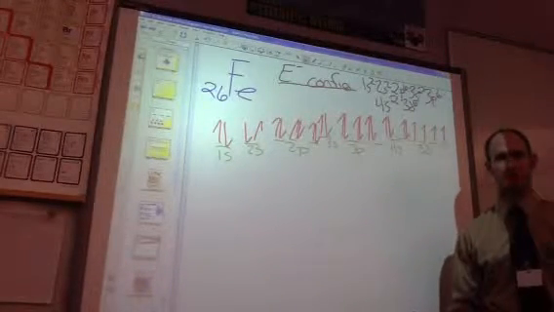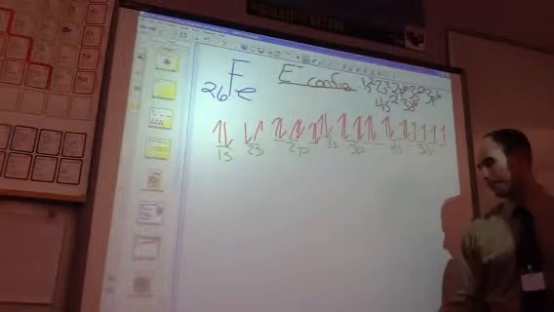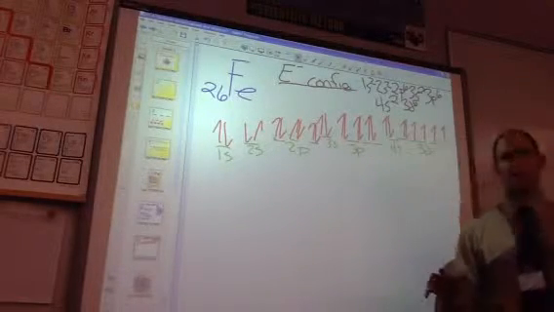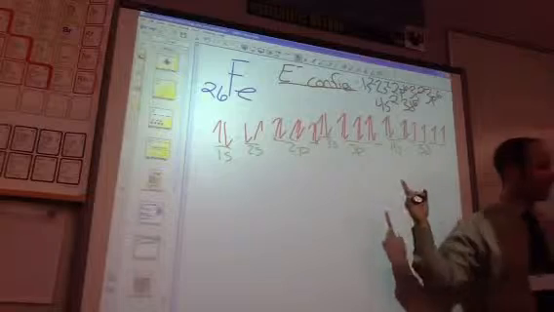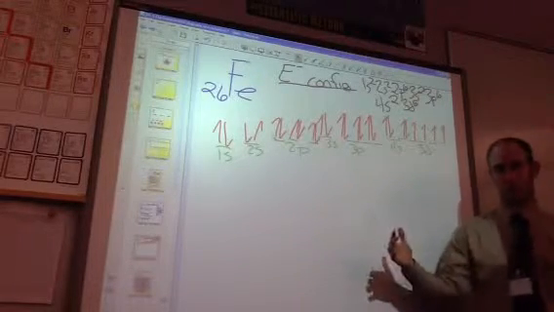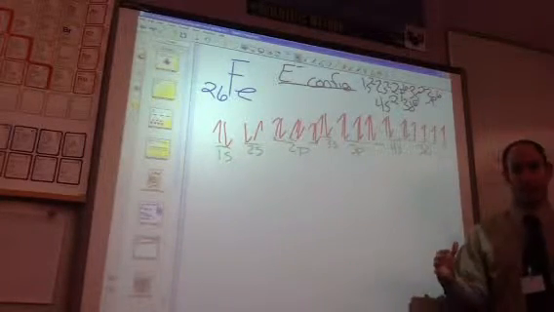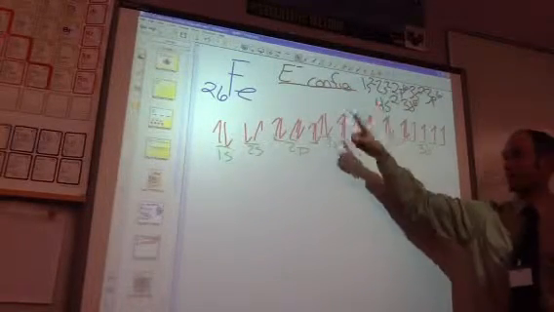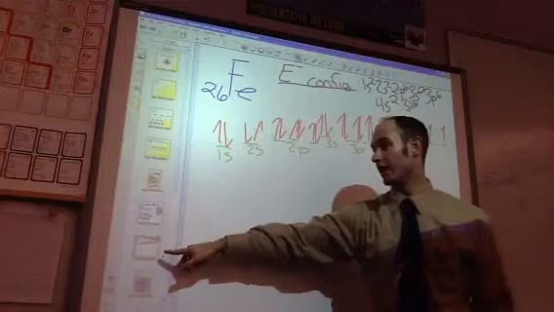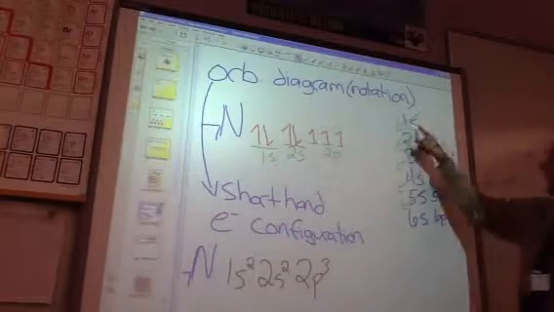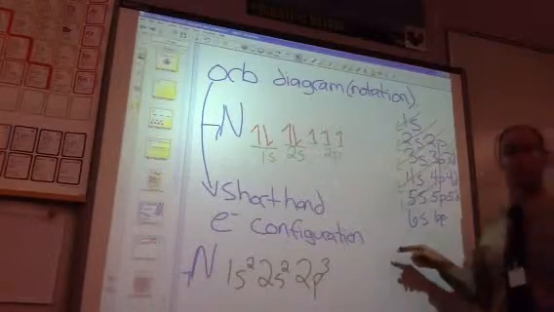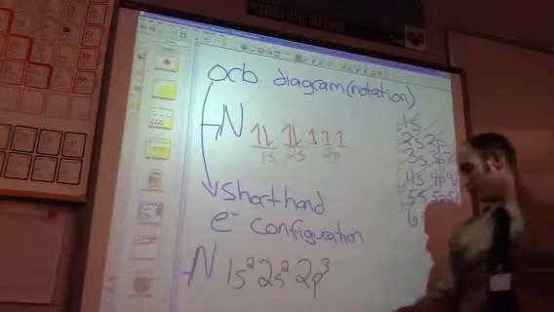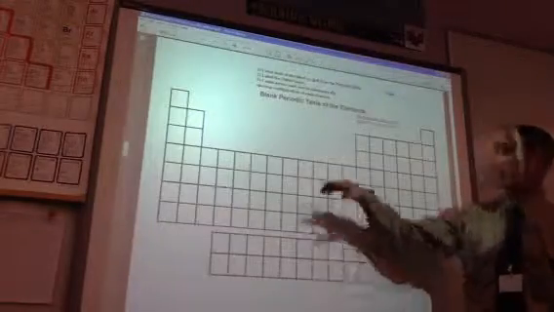Does that make sense? Now, there is a shorthand to this. You want to learn the shortcut? If you can count to 26, you can get the electron configuration and the orbital notation, and you don't have to follow this every single time. That is where your blank periodic table comes in.